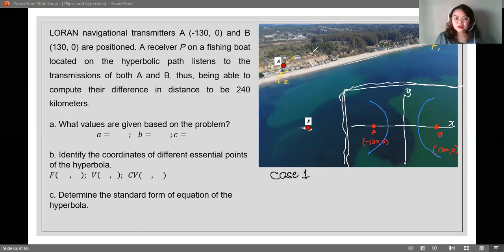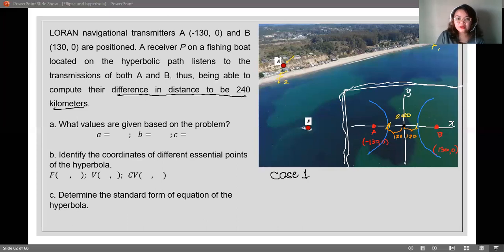Next clue, we have a difference in distance of 240 kilometers. The difference in distance serves as your transverse axis. Therefore, it means that this distance is 240 kilometers. So if this distance is 240 kilometers, and you know that it is divided at the center, or the origin, then that means this small distance here would now be 120, because 240 is the whole. Half of that is 120.